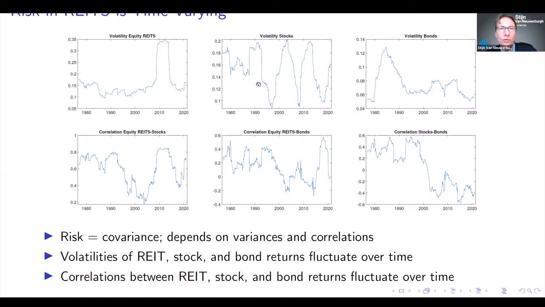The overall stock market also has a lot of time variation in volatility with these spikes in the 1990s and the early 2000s, coming out of the great financial crisis, and then again more recently. And bond markets had more volatility in the 1980s and then lower volatility since. Correlations are also moving around substantially over time, with REITs at times moving very strongly with the overall stock market and at times moving very weakly with the overall stock market. And the same can be said for the correlation with bonds, where on average we have fairly weak correlation, but more recently we've had very strong correlation between equity REITs and bonds.